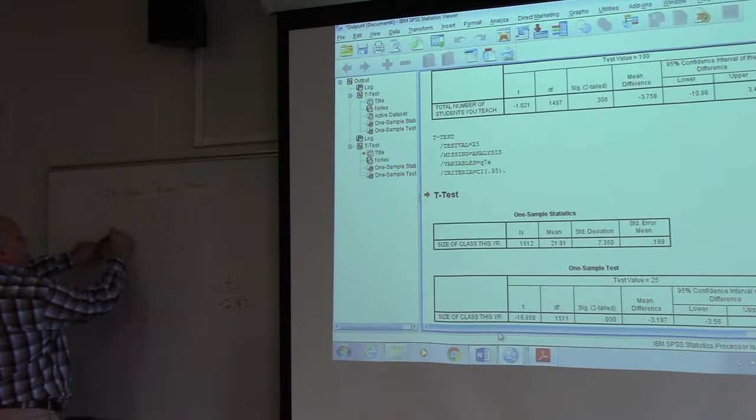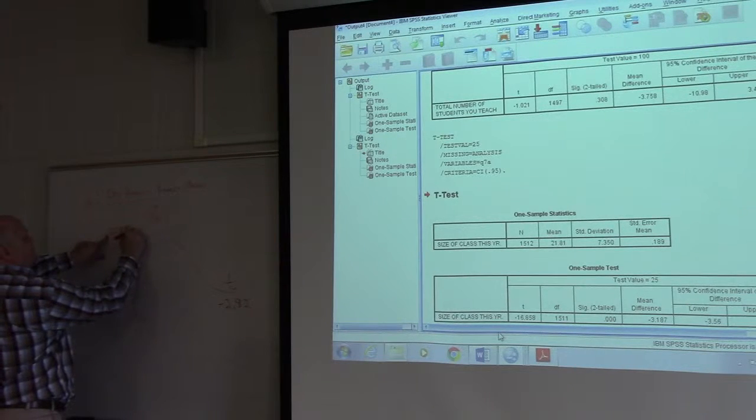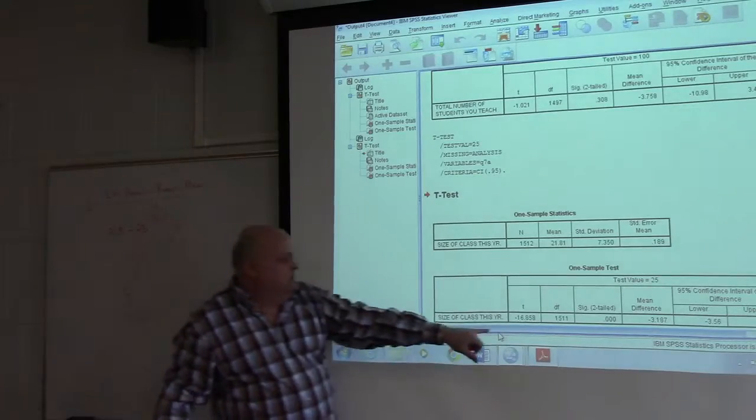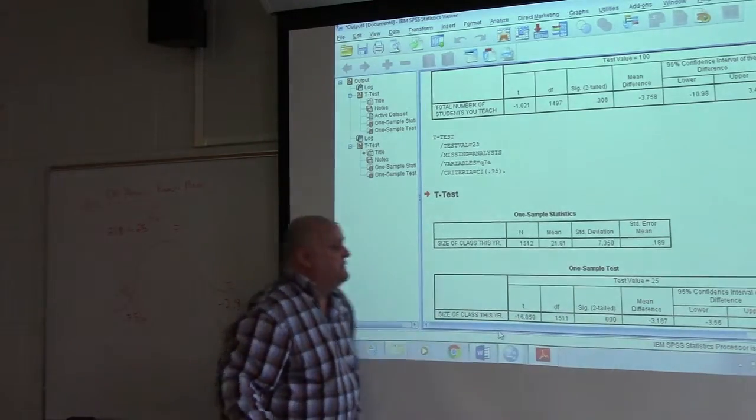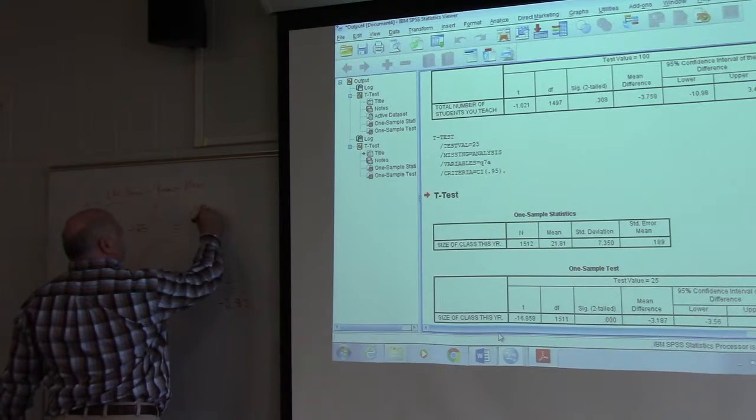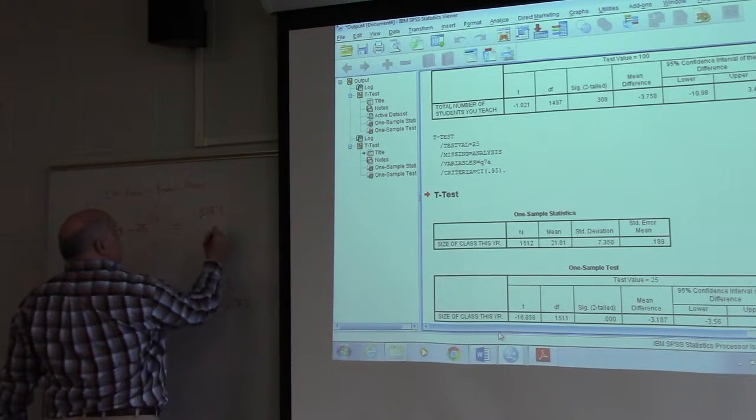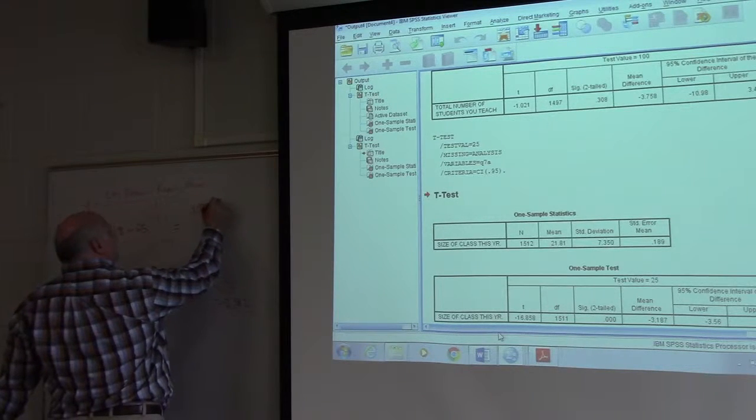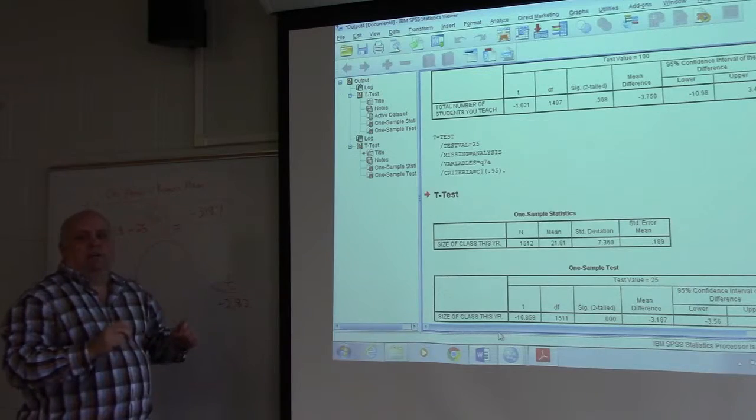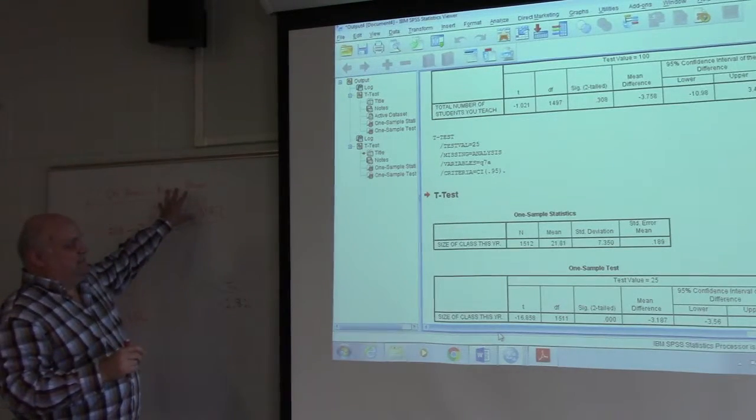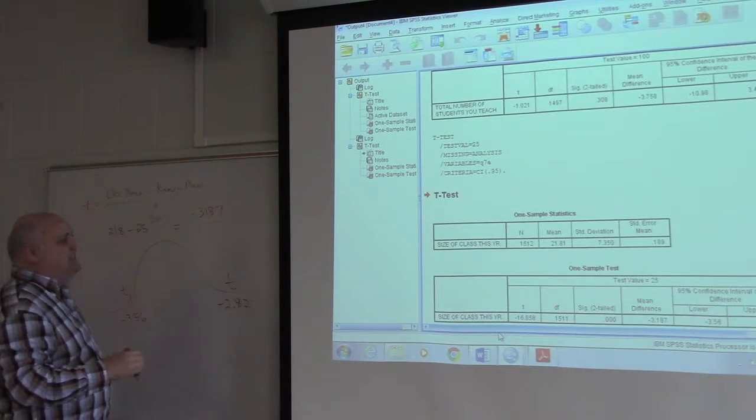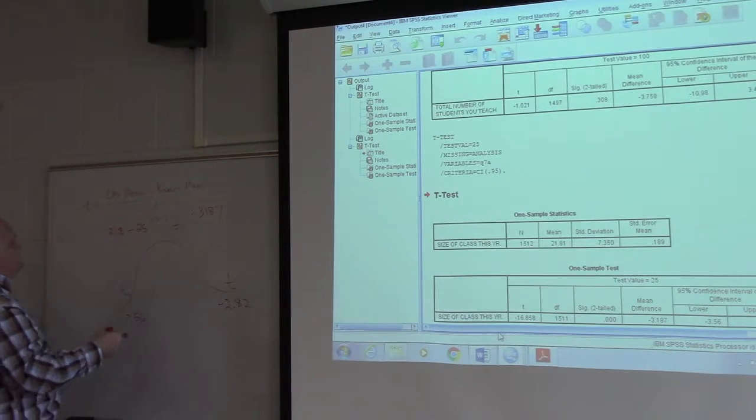So what we did was we said, we got a mean of 21.81, and the known value was 25, which led to a mean difference of negative 3.187. Is this number far enough from zero to conclude that the average class size in this district is different than the known value? So let's think about that.